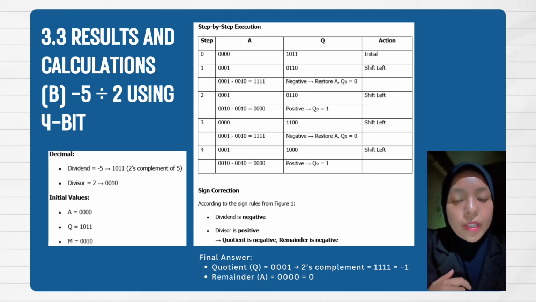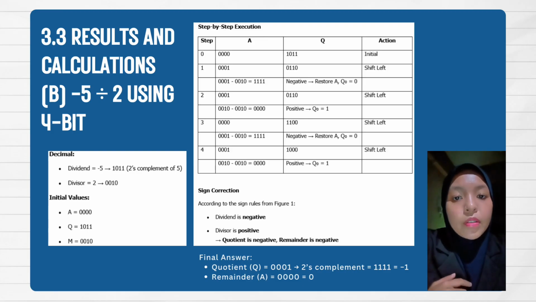Q0 equals 0. Step 2, the result is positive, so Q0 equals 1. Step 3, subtraction causes A to be negative again, so we restore and Q0 equals 0. Step 4, the result is positive, so Q0 equals 1. Now for the sign correction: the dividend is negative, the divisor is positive, so the quotient is negative, and the remainder stays positive or 0. So the final answer: Q equals 0, 0, 0, 1, converted to 2's complement is 1, 1, 1, 1, which equals negative 1. A equals 0, 0, 0, 0, and the remainder is 0.